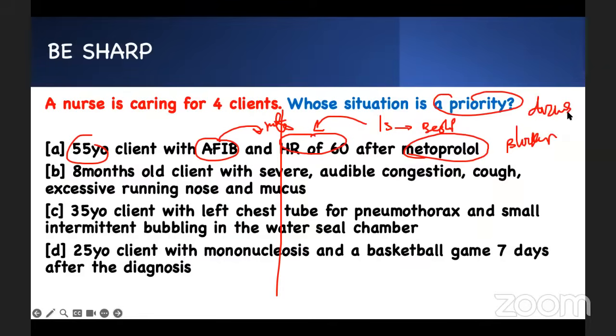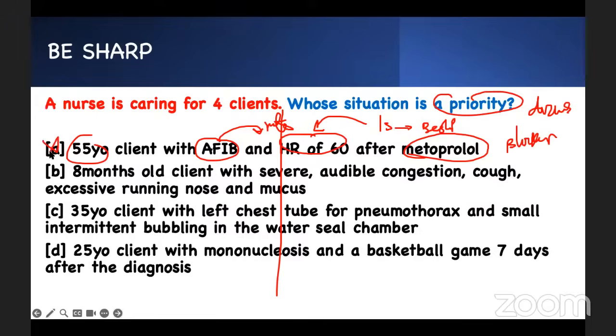Did I tell you he's dizzy? Did I tell you his blood pressure is going down? Did I tell you the patient is diaphoretic? Don't bring anything into the answer choice. Stick with what they've given you. AFib, at rate of 60, and after I give you metoprolol, yes, that's what he's got. But if I see he's diaphoretic, he's dizzy, yeah, you have to worry. You got to be sharp. You can't let that one go away.